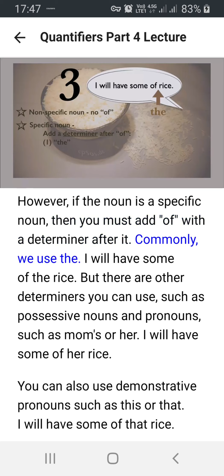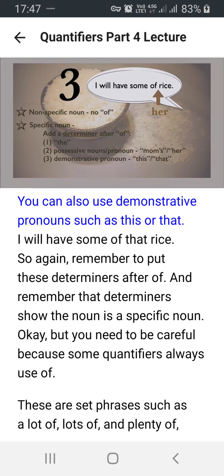Commonly, we use the. I will have some of the rice. But there are other determiners you can use, such as possessive nouns and pronouns, such as mom's, or her. I will have some of her rice. You can also use demonstrative pronouns such as this or that. I will have some of that rice. So again, remember to put these determiners after of, and remember that determiners show the noun is a specific noun.